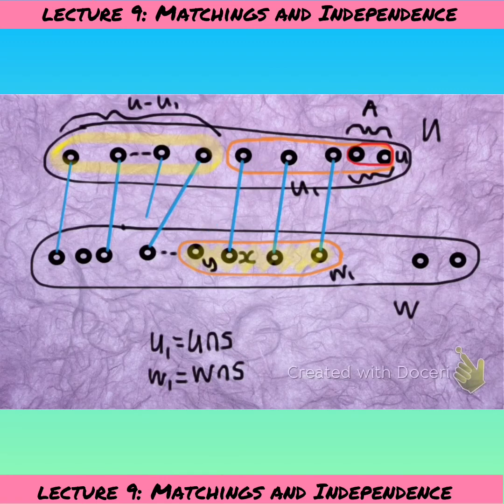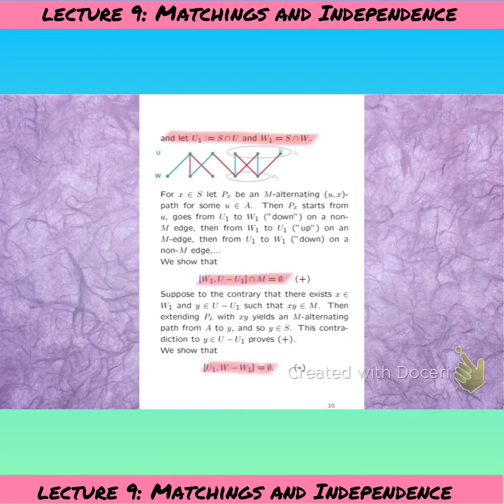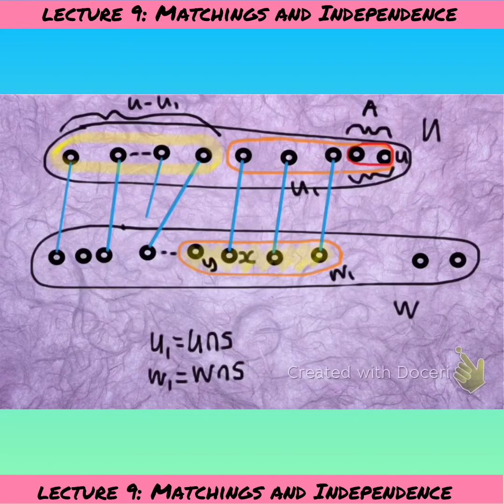Now it's important to know that this matching edge can't lie there, because we already proved in the very beginning, if you go back, we proved this here, that you can't have any matching edges that go from W1 to U minus U1. Right, so the blue edge we talked about there can't go there. It has to therefore go there somewhere.